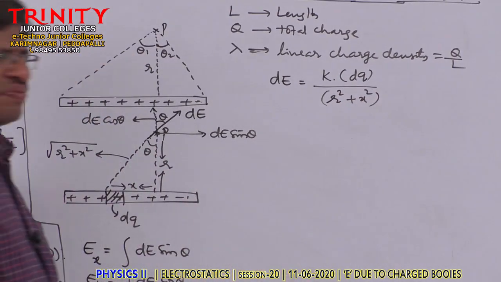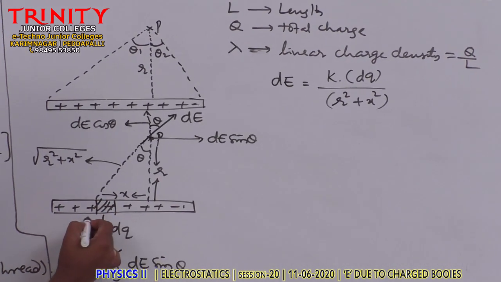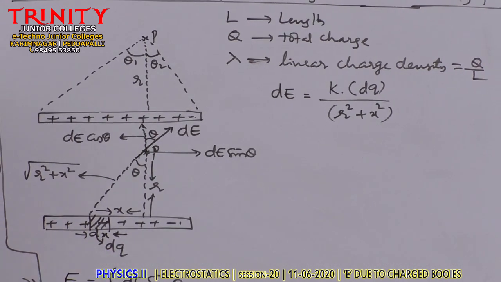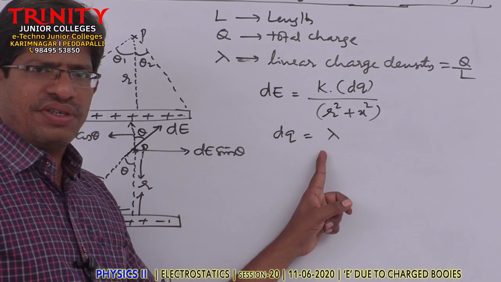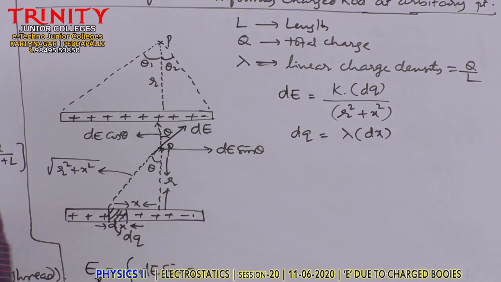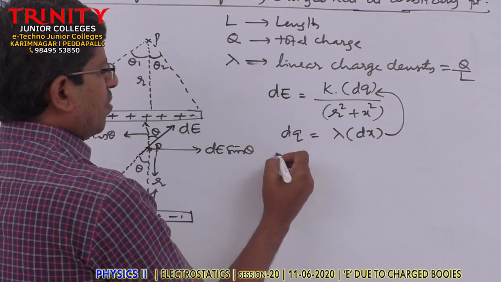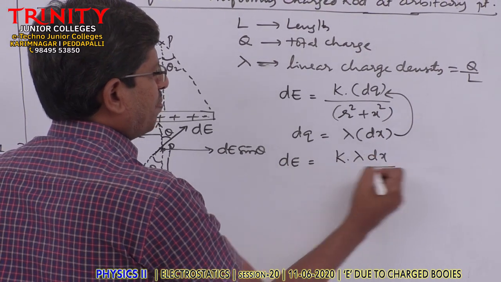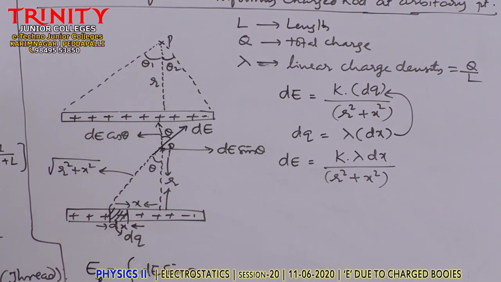This is dE. But dq, what can you write? The length of this element. Always take the length of the element. When you assume the length of the element is dx, then dq can be written as the charge in one unit length into the length of the element. So dq equals lambda dx. So let us substitute the dq value here. What you will end up with is k lambda dx by R square plus x square. So this is what dE is.